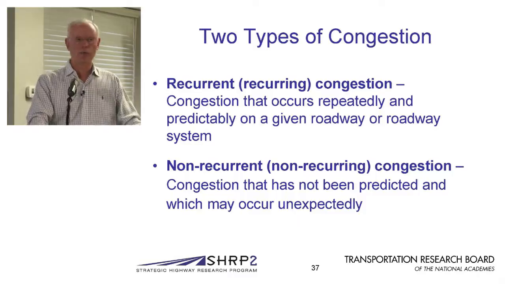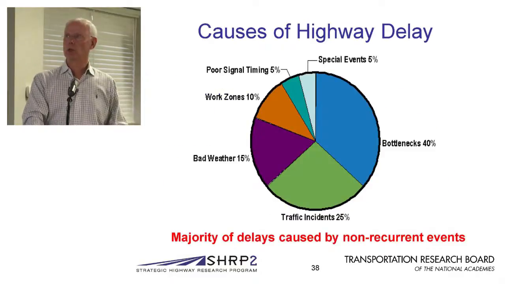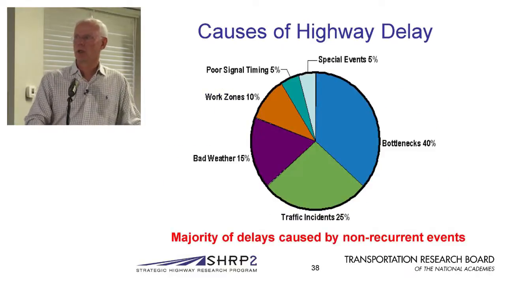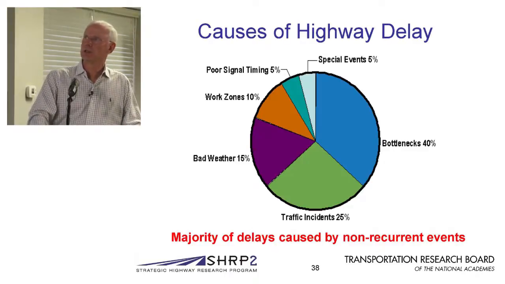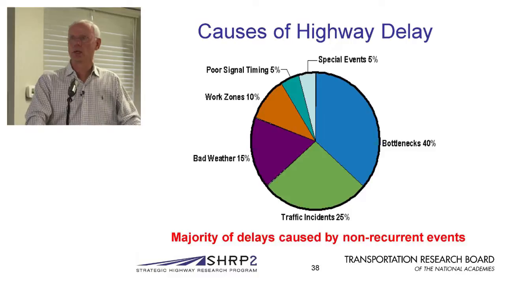The demand is going to be there. You have so much capacity. It's predictable. It happens practically all the time. So that's recurring delay. The non-recurring delay is something that you can't predict. It's something that's unexpected. So when we look at the next slide and at what the causes of delay are, you see the definition of bottlenecks.